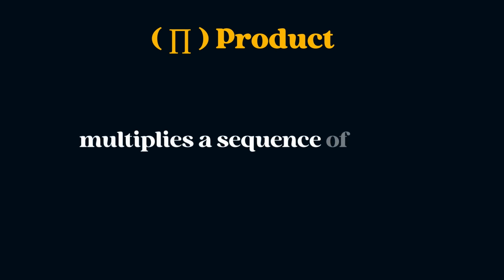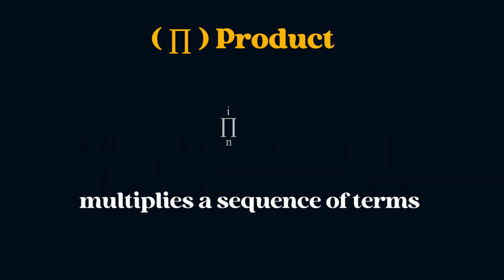21. Product. Similar to summation, the product symbol multiplies a sequence of terms. For instance, product n, i equals 1, i represents the product of i from 1 to n.